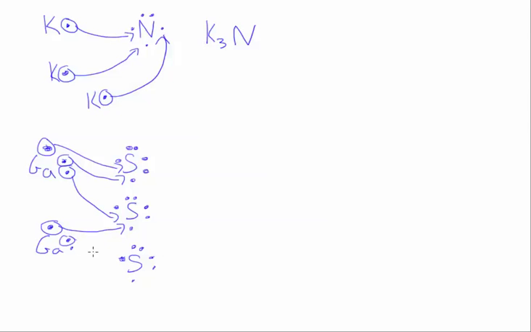So this electron goes here, and this electron goes here, and everybody is happy. So we have Ga2S3. Make sure when you show this, you show arrows and that you're very clearly showing me that the electrons are going somewhere. They're not being shared, they're leaving.